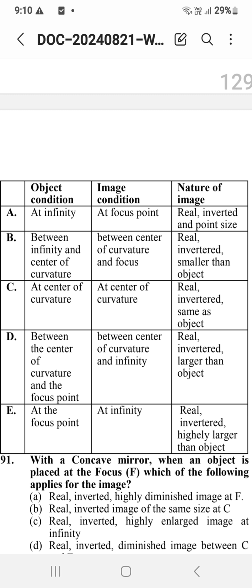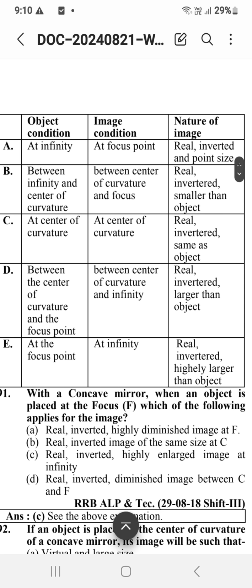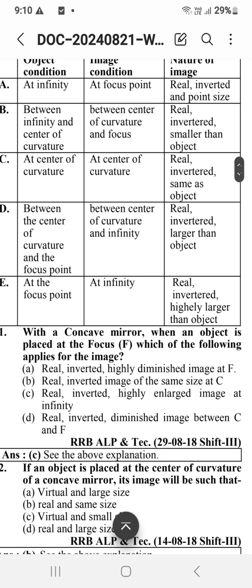With a concave mirror, when an object is placed at the focus f, which of the following applies for the image? Real, inverted, highly enlarged image at infinity. If an object is placed at the center of the curvature of a concave mirror, its image will be such that real and same.